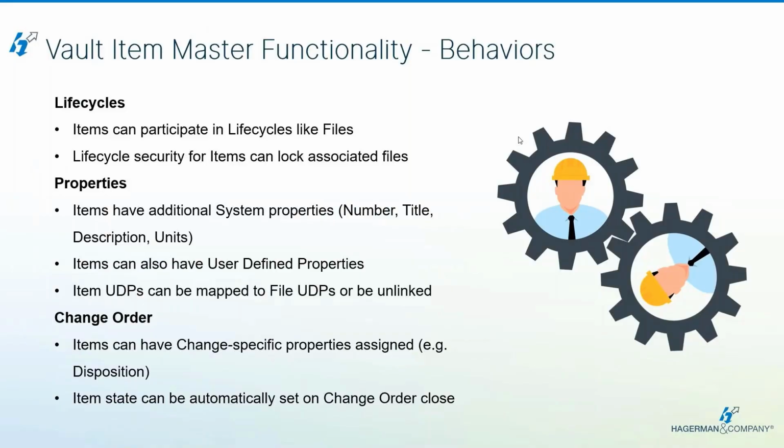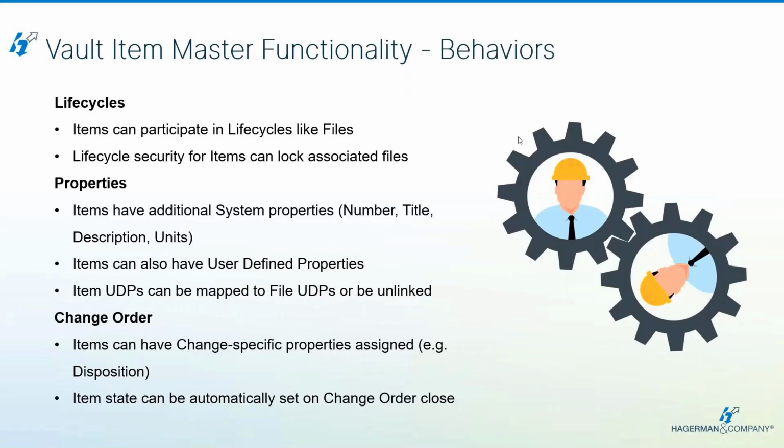Right? And then one other interesting bit of functionality, change order functionality in Vault. It's another thing that a lot of Vault users do not use, but items have some very specific behaviors in the context of change orders. One of them is when you are adding records to a change order, the controlled records on a change order for items, they can have change specific properties. So a really good example would be disposition.